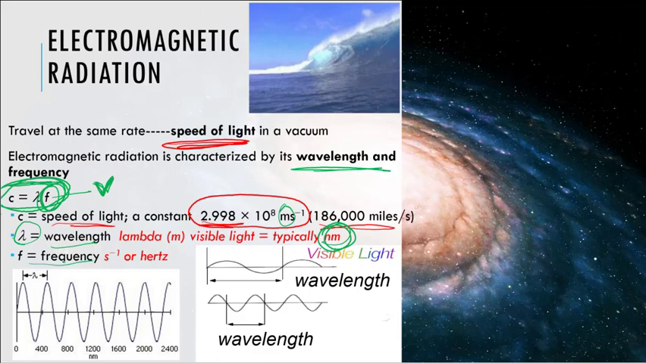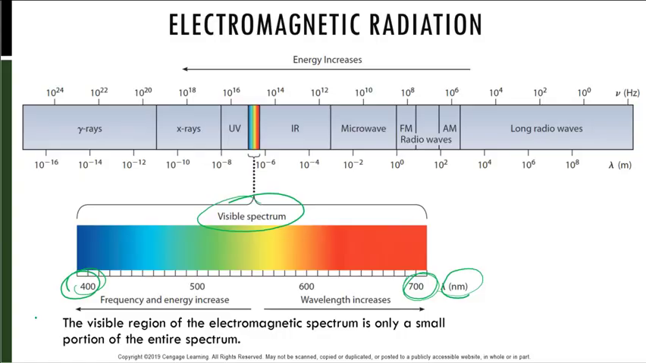And then we have frequency. Frequency describes how frequently a wave occurs per second. So if I have a greater frequency, that means I'm having a lot of waves per second. My wavelength measures the distance from the crest of one wave to the crest of another wave, or the trough of one wave to the trough of another wave, or from one position on one wave to the same position on the next wave. Here is our electromagnetic radiation spectrum.